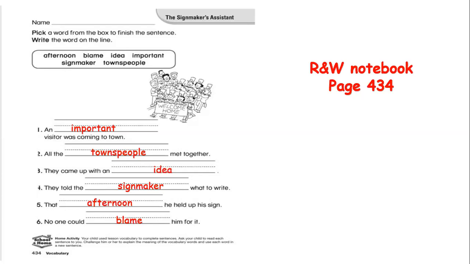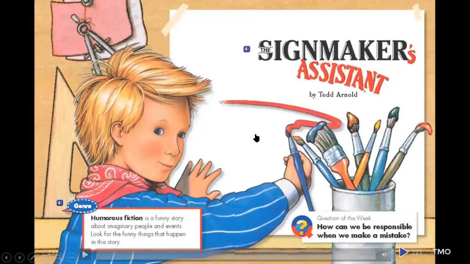Now, let's listen to the story. Only the first, I think, 4 pages, as you have in your weekly plan, okay? The Signmaker's Assistant by Ted Arnold. The Signmaker's Assistant. How can we be responsible when we make a mistake?